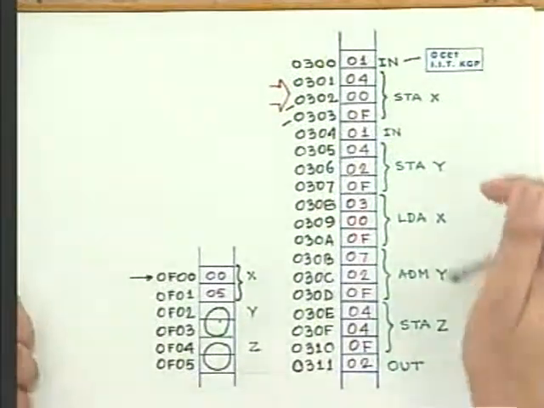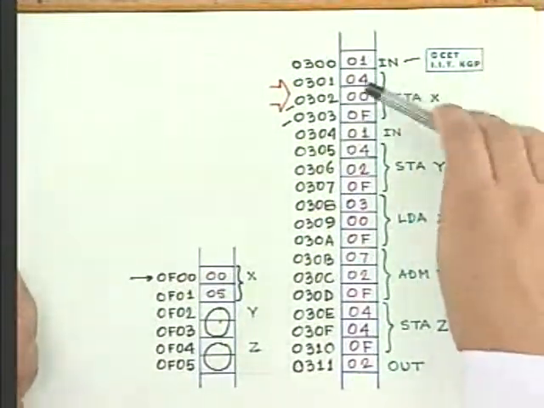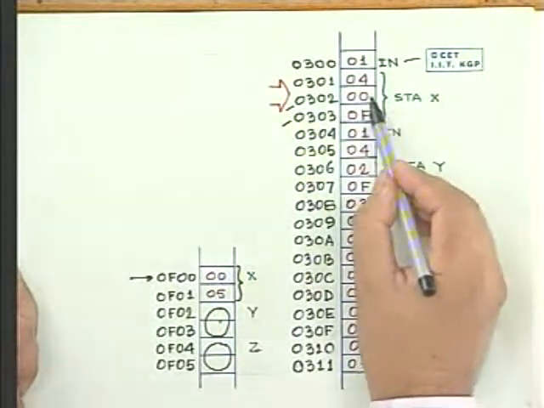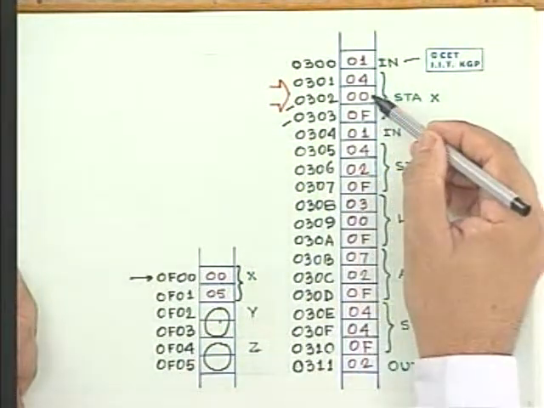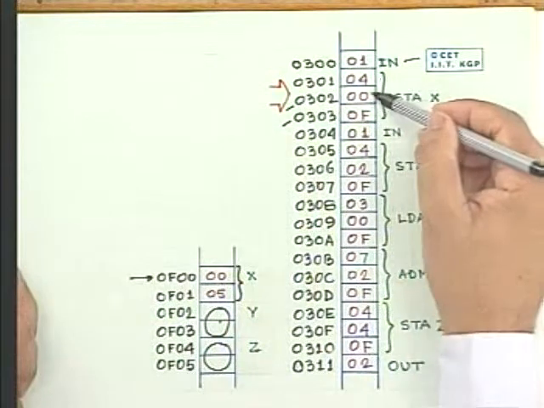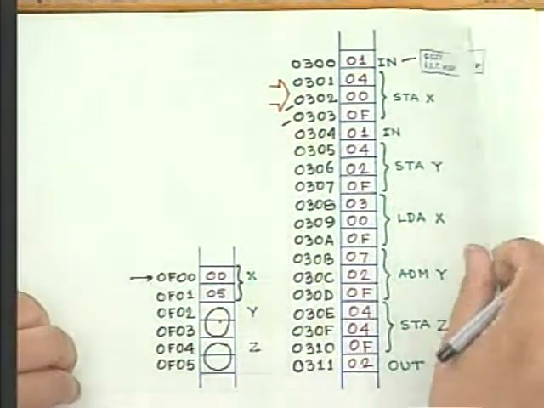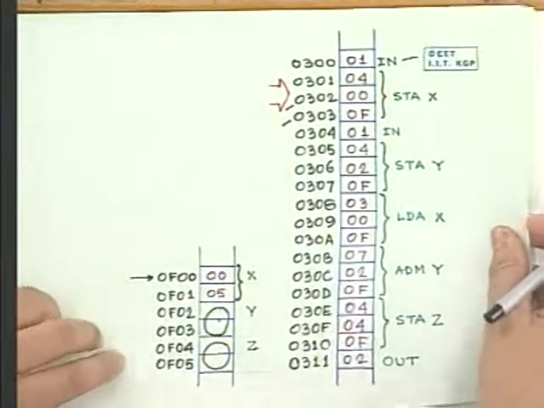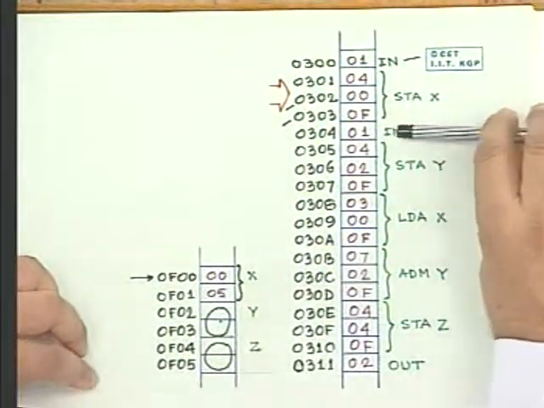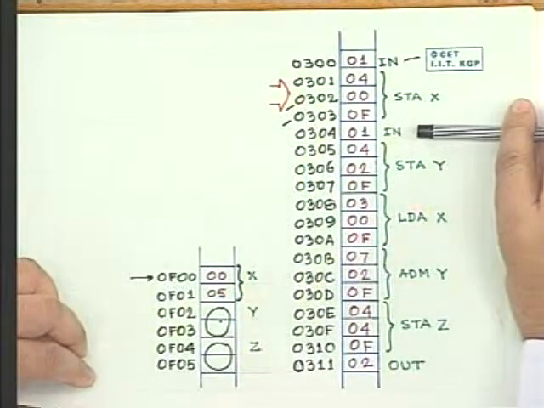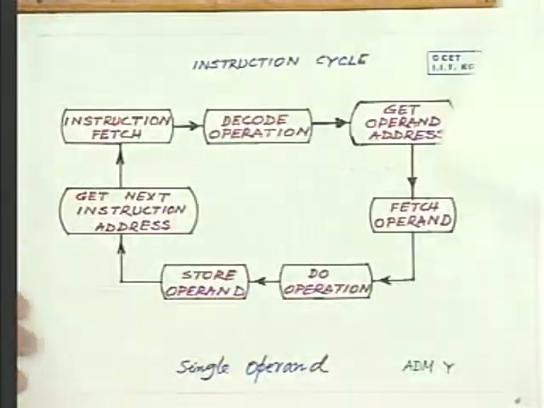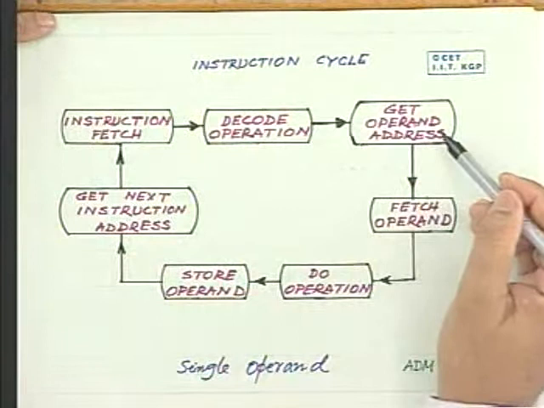You see that as I get the operand address for store accumulator X, the operand address in fact was pointed to by the program counter itself. It will be incremented twice, first to this location and then to this location, so that by the time the store accumulator X instruction is executed, the program counter is pointing to the next instruction, right? Therefore, we get that operand address.